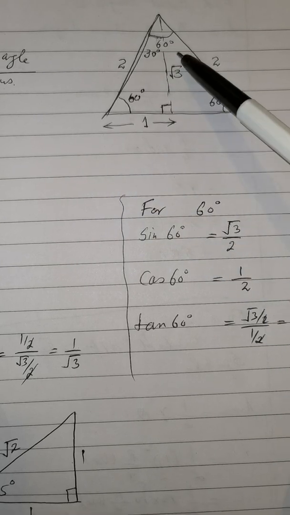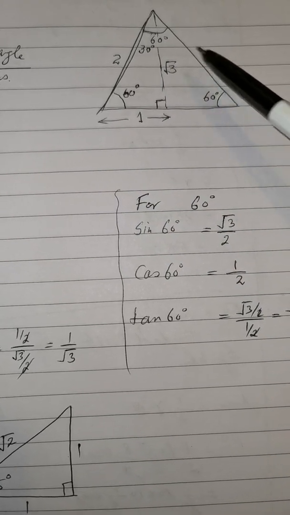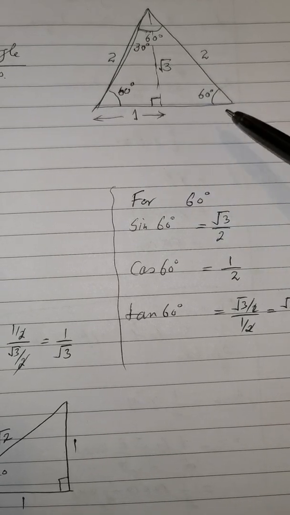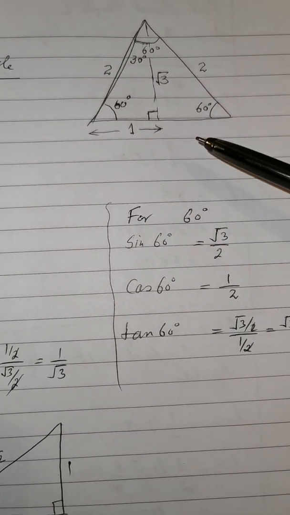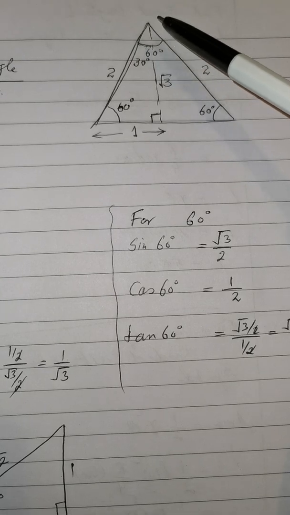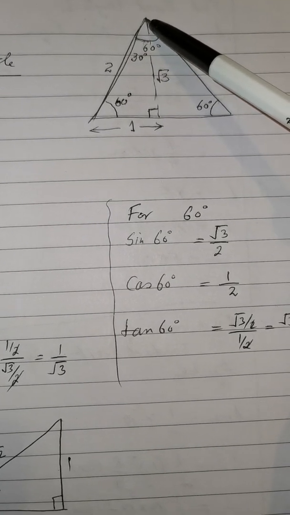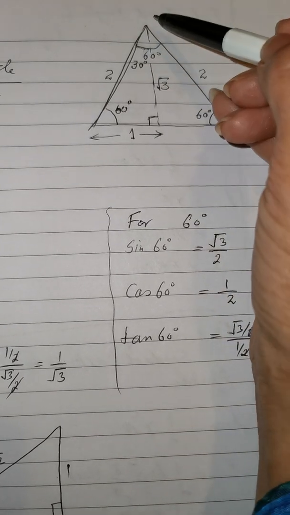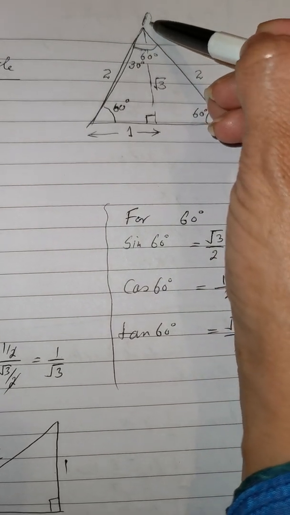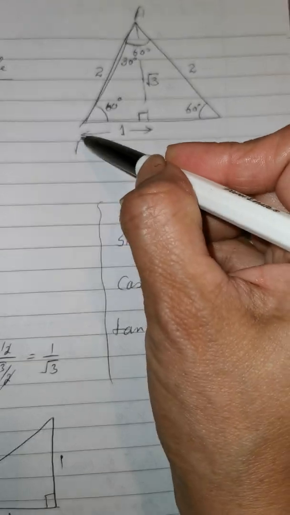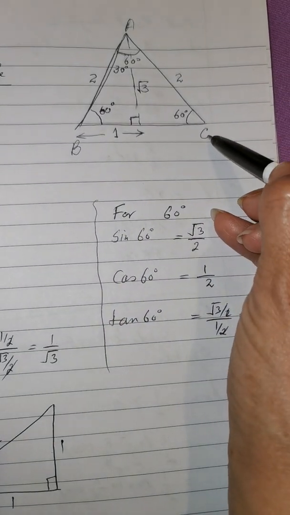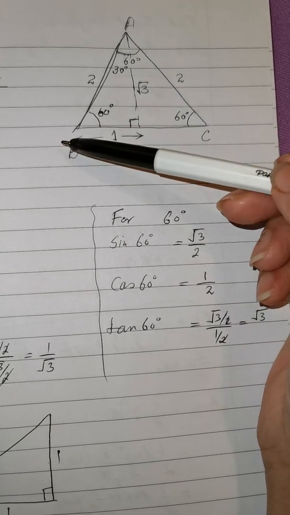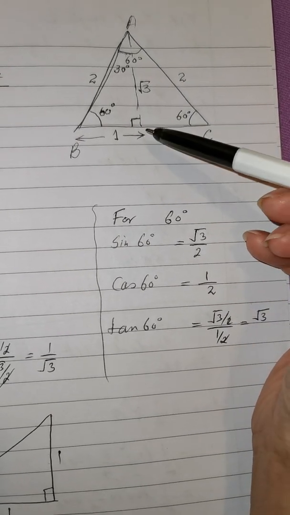And each side is of length 2, right? If this length is 2 centimeter, this will be 2 centimeter, this will be 2 centimeter. After drawing these things, from this point I will drop a perpendicular. If I name this point A, then this side will be BC, right? So from point A we will drop a perpendicular on line BC.